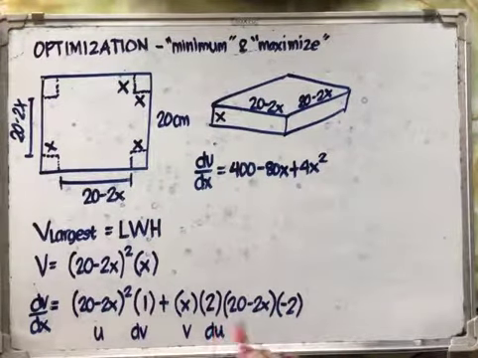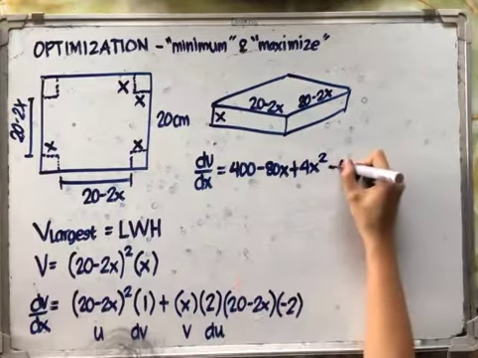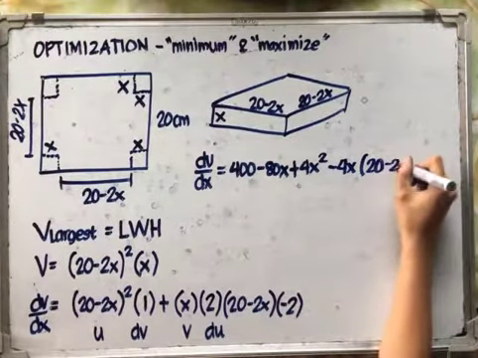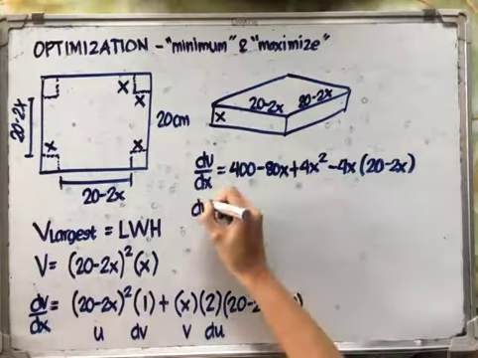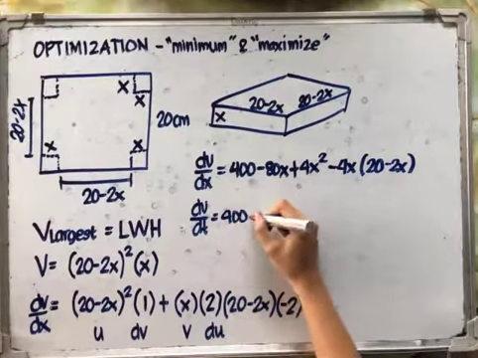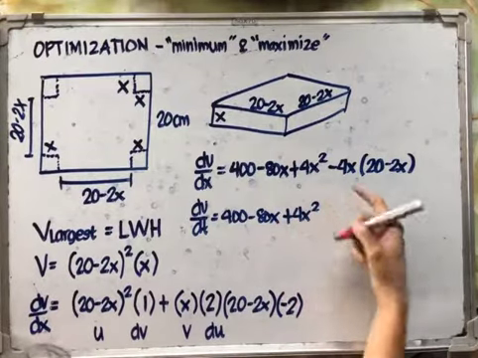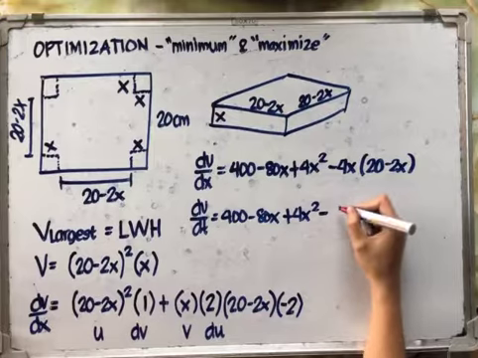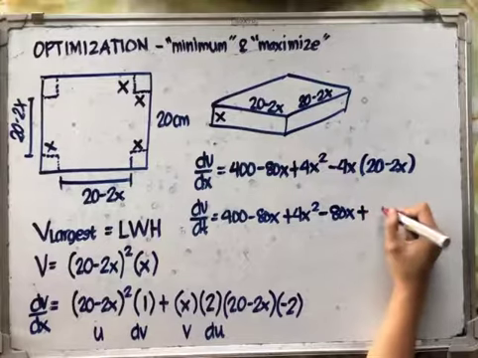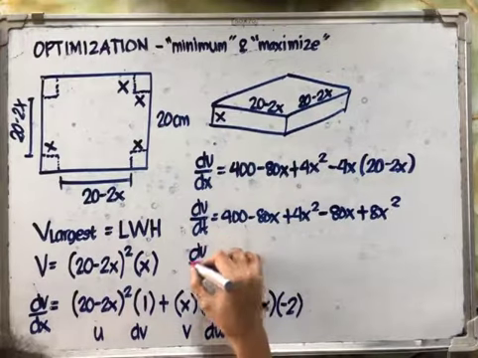On this side naman, we have negative 2 times x, that is negative 4x times 20 minus 2x. Simplifying it a little further pa. We have 400 minus 80x plus 4x squared. Distributing this one is negative 80x plus 8x squared. Okay. So we have dv over dt.